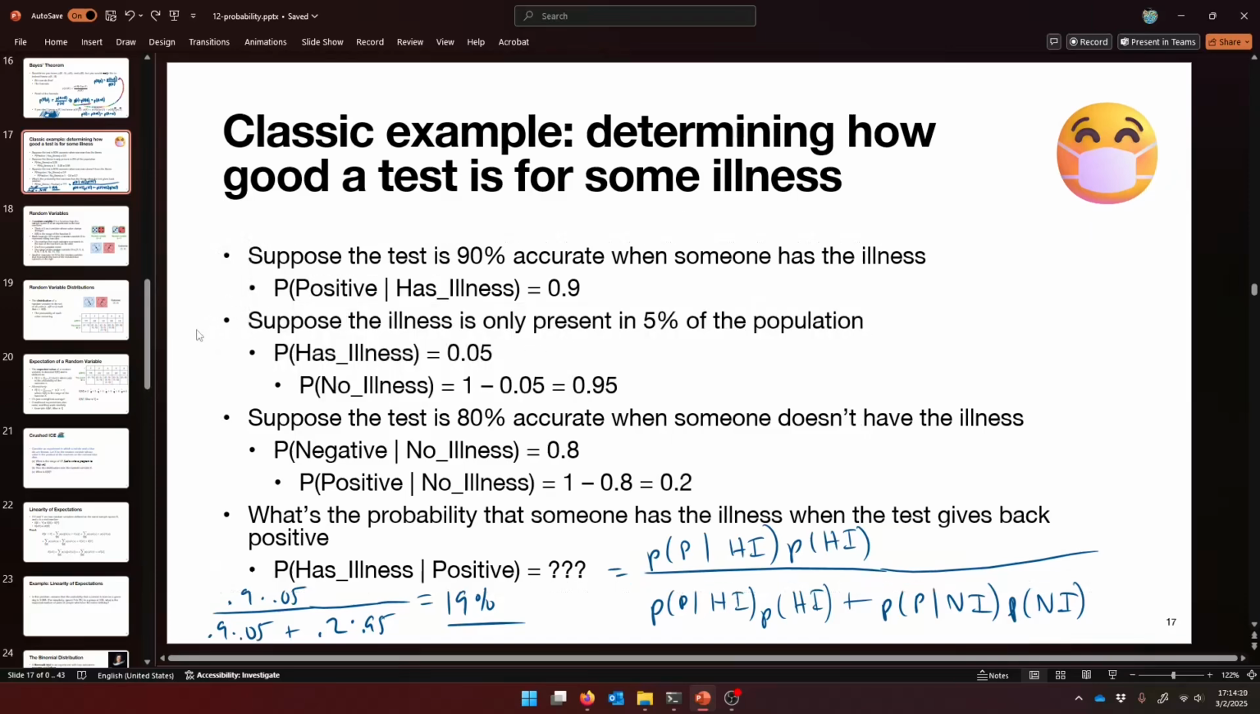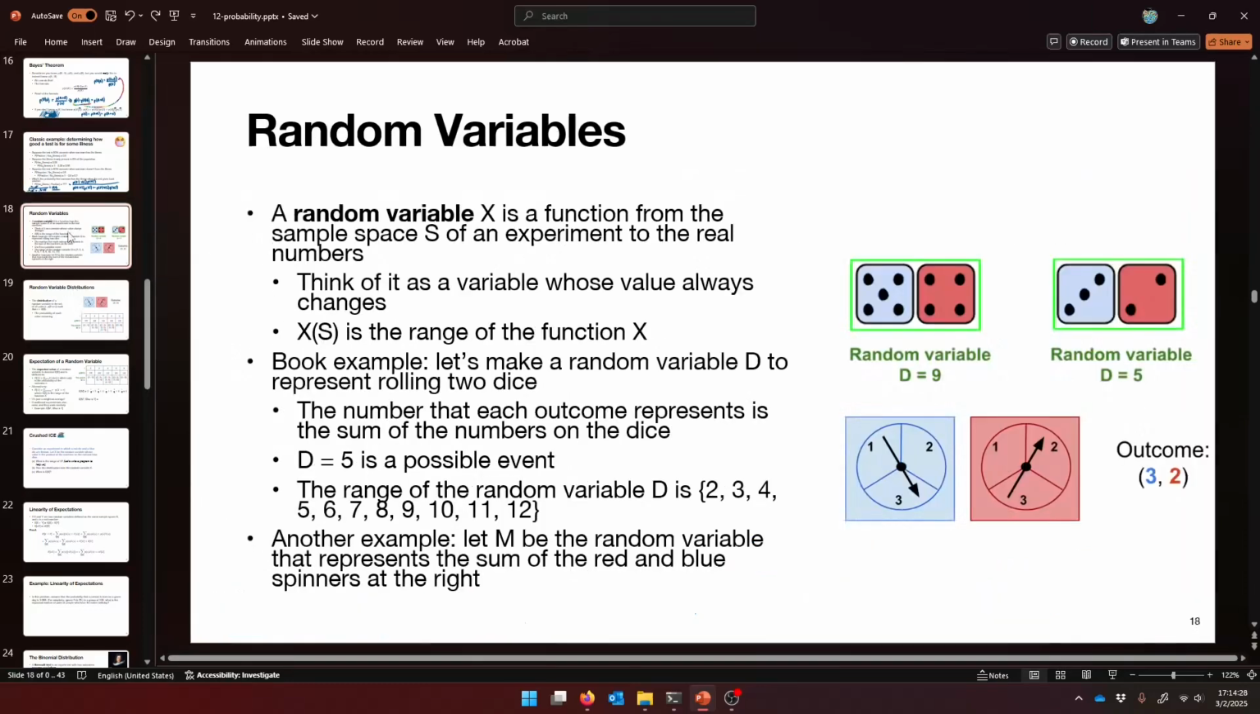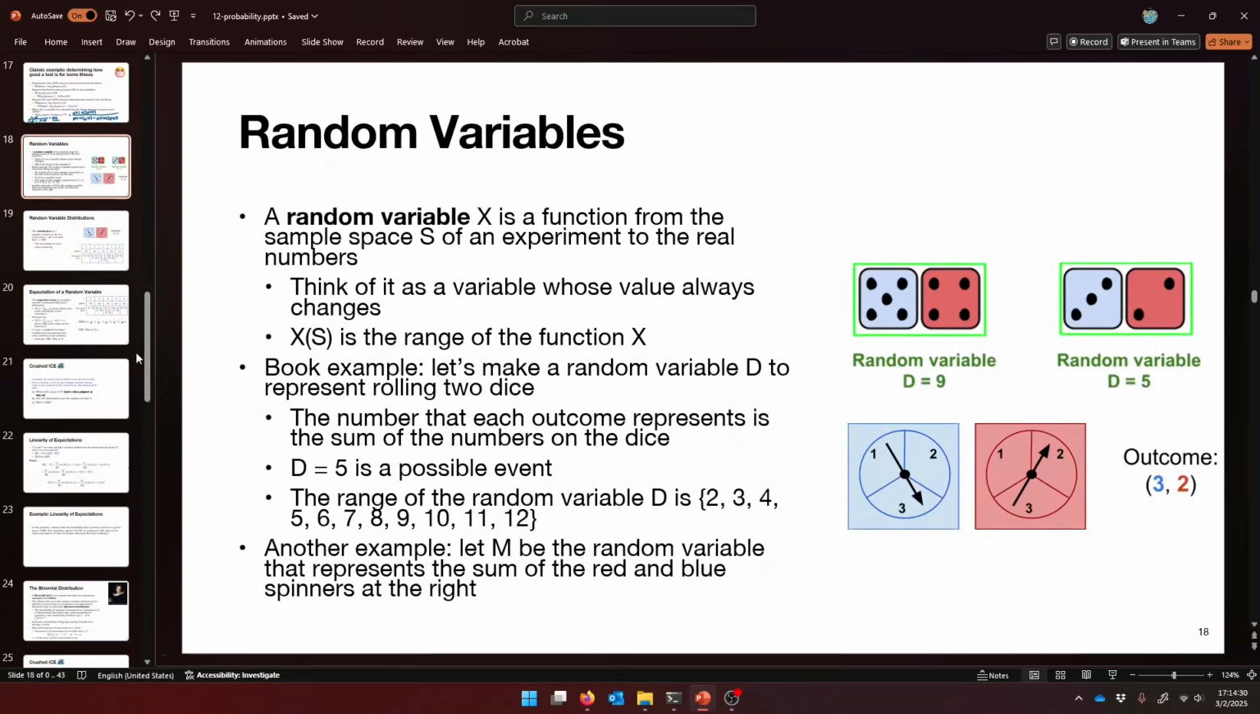Does that make sense? It seems almost paradoxical, but the math checks out. That's how you can solve it, and this ended up being a very bad test because of it. That's why we want to calculate that stuff. That's very cool. All right, new topic.